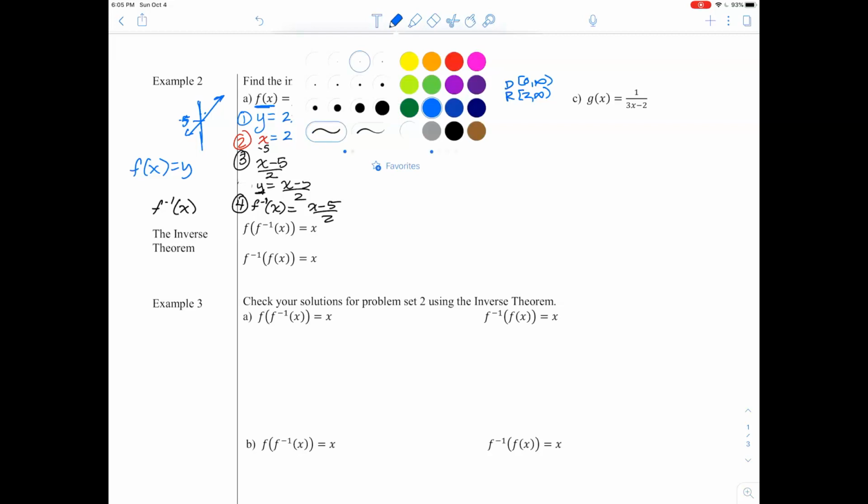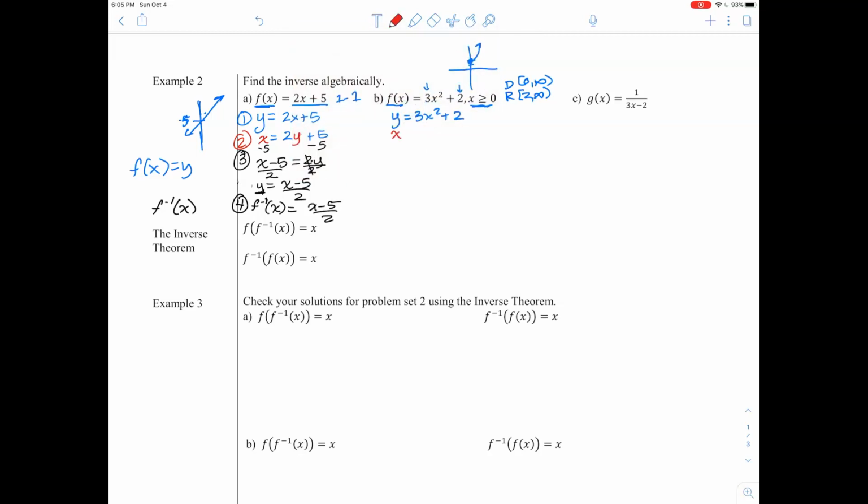All right, now we're going to switch the x and the y. So we're going to do x equals 3y squared plus 2. And then we're going to start using our inverse operations to solve for y. So subtract 2. So x minus 2 equals 3y squared. Divide by 3. And if you don't mind, I'm going to go ahead and rewrite this as y squared equals (x minus 2) over 3.